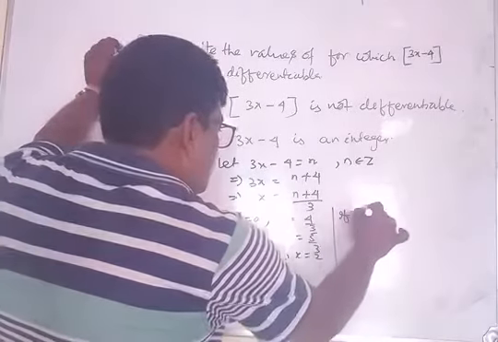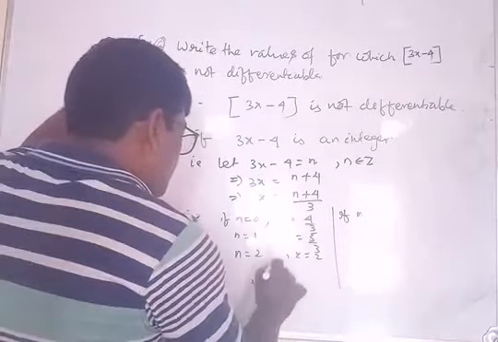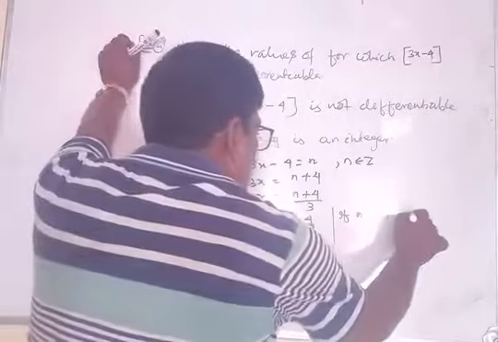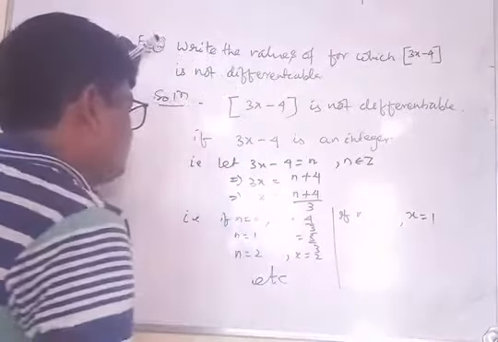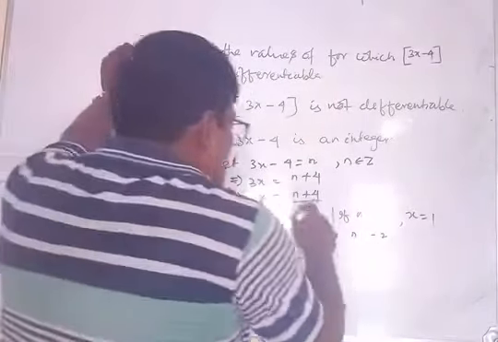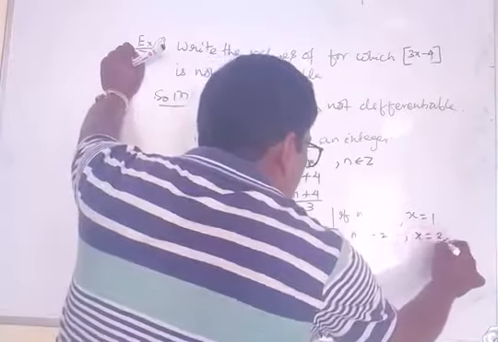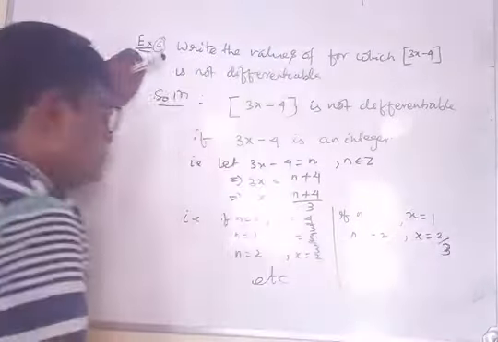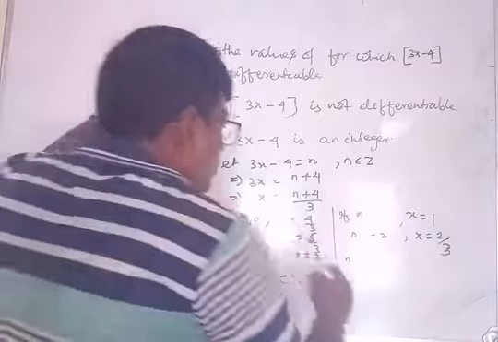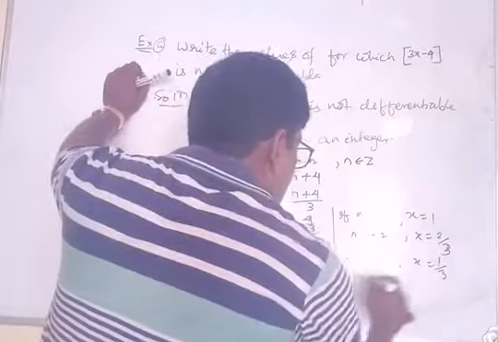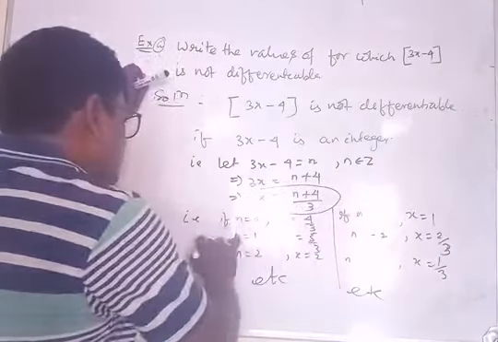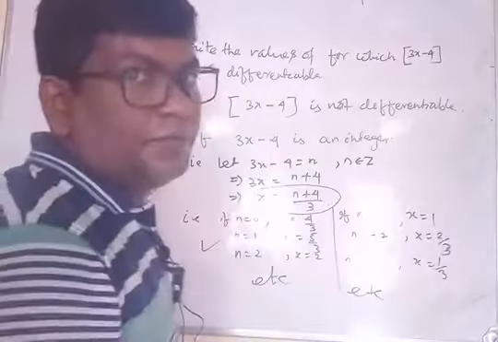Similarly, if n is equal to minus 1, then x is equal to 1. If n is equal to minus 2, x is equal to 2 by 3. If n is equal to minus 3, x is equal to 1 by 3, etc. This is the general values and this is the particular values, the list of values.